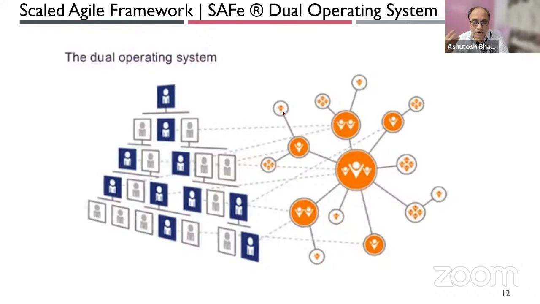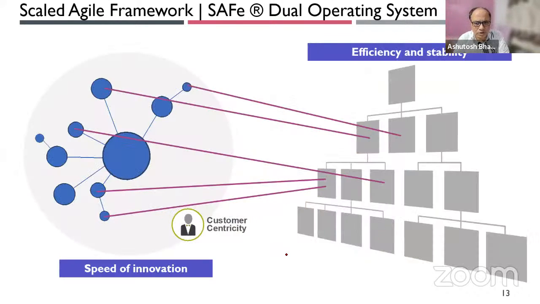And it is also called a dual operating system. The name for it is dual operating system because it respects the existing hierarchies or the existing organization structure. At the same time, it says that if you want to build a world-class quality product, you need to have a network of people who come together and who swarm together, which is why it is called a dual operating system. And that's the philosophy or the thought process behind the dual operating system of the Scaled Agile Framework. And as I said, it has got multiple roles and responsibilities around it.